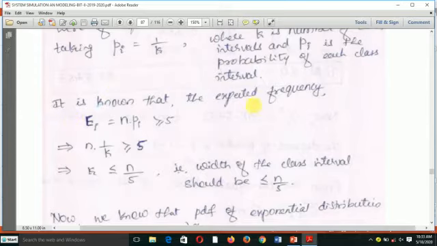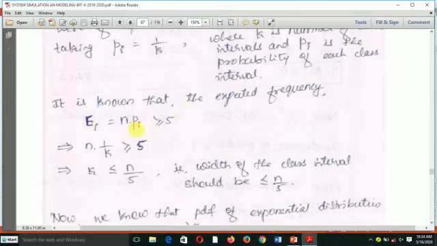We know that the expected frequency, noted Ei, will be equal to N times pi, and the condition is that Ei must be greater than or equal to 5. It can be equal to or greater than 5, never less than 5.